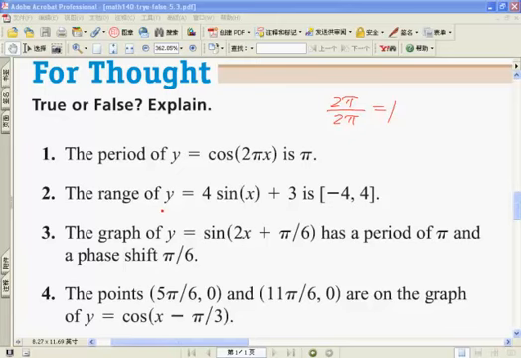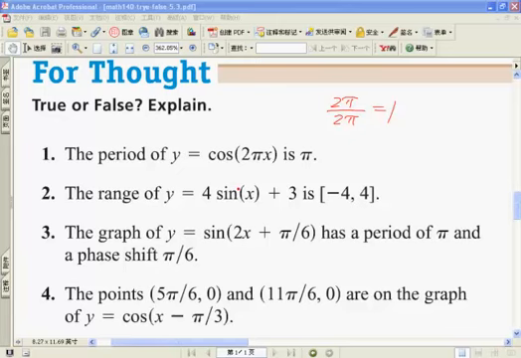Now let's look at number 2. The range of y equals 4 times sine x plus 3 is negative 4 to 4. Some guys say false. Any other idea? True or false? What is the range of this function? Negative what?